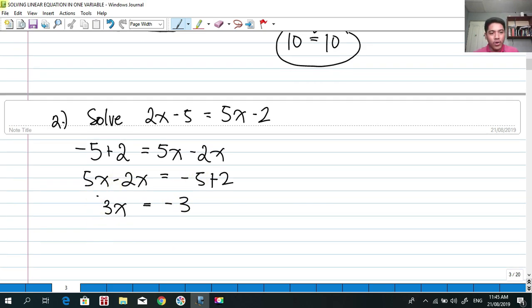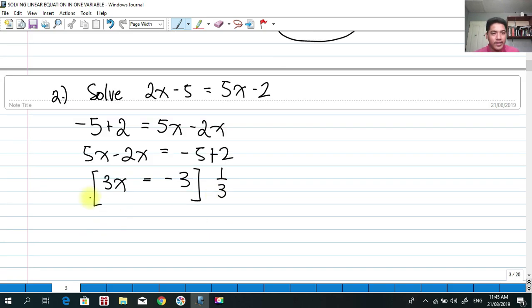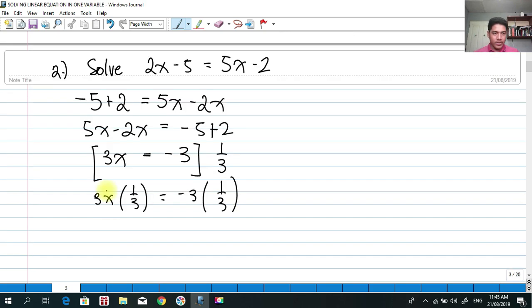Hence, if we're going to multiply both sides by 1/3 just to cancel this 3 here, 3x times the 1/3, negative 3 times 1/3. So we can see that the 3's will cancel. We are left with x here. And negative 3 divided by 3 is negative 1. That should now be our value of x.